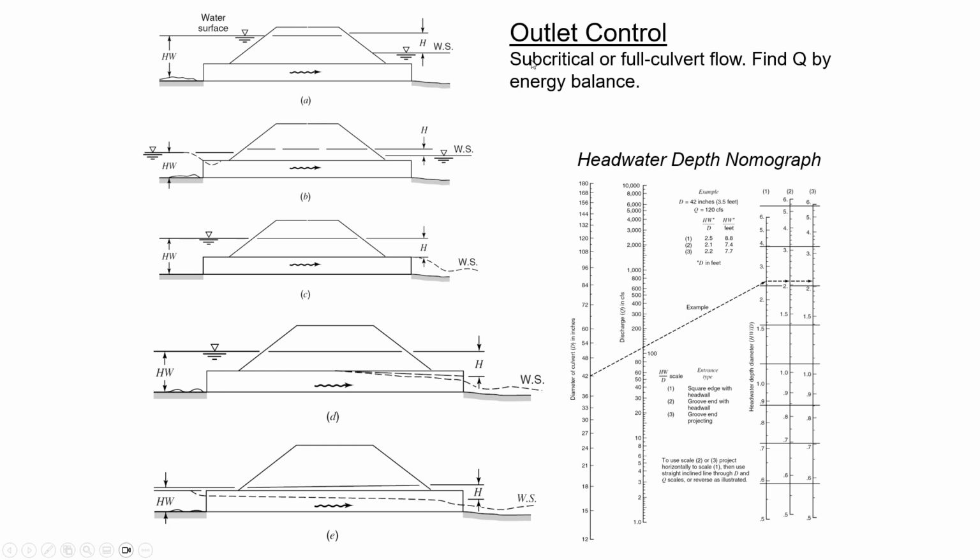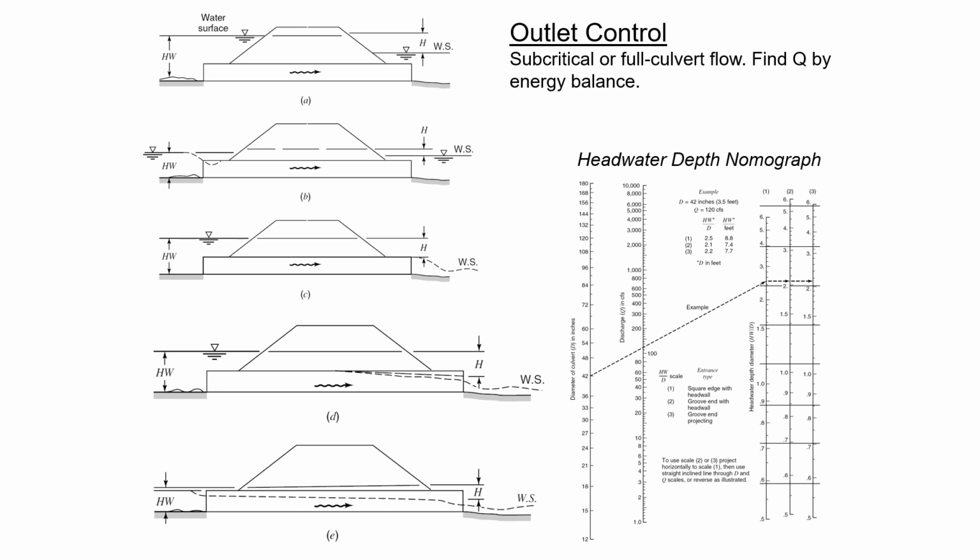So outlet control, you can see now that it's not as steep as it was in the case of inlet control. It's associated with subcritical flow through the pipe, so shallower slopes, or it can be that the pipe is full because both the headwater and the tailwater is submerged, or just that the capacity through the pipe is insufficient to have a free flow.